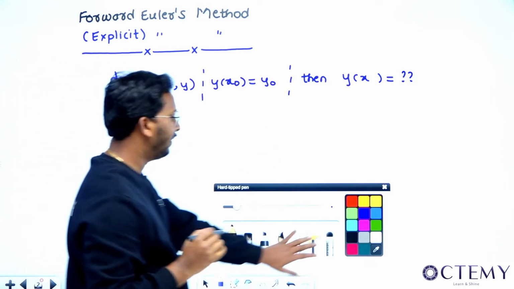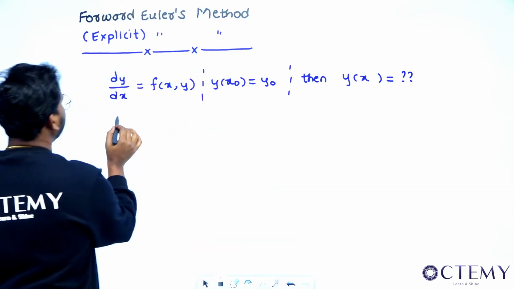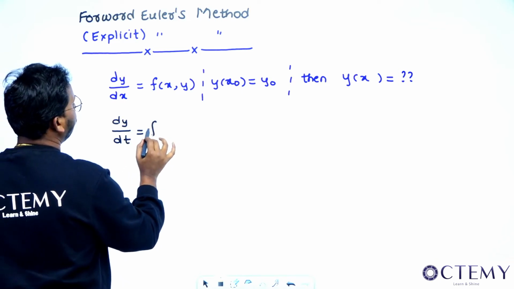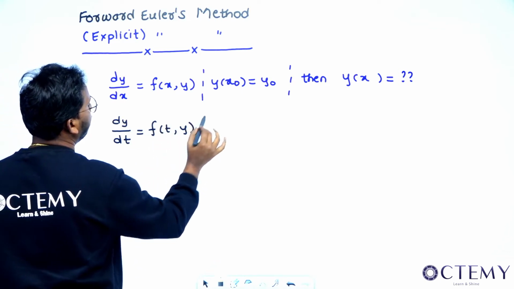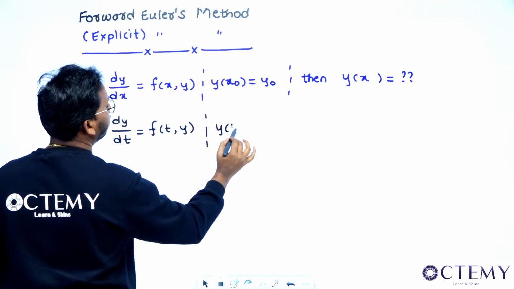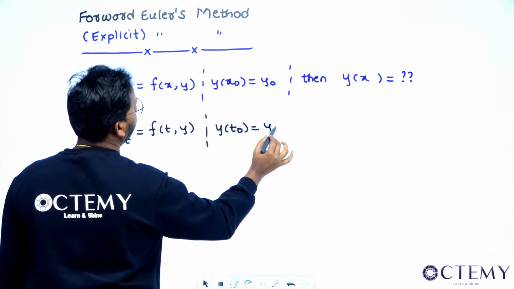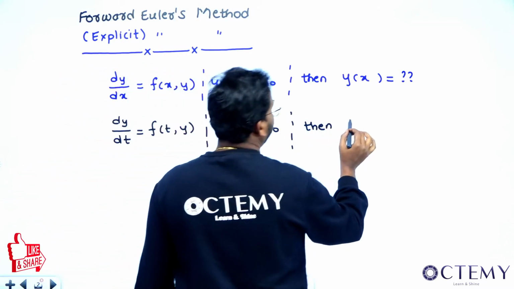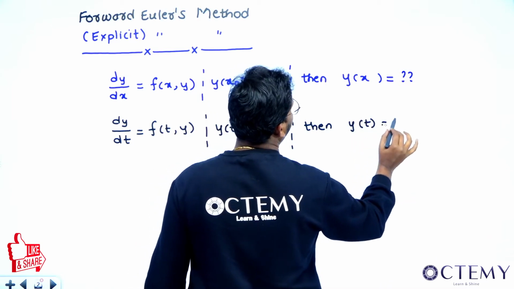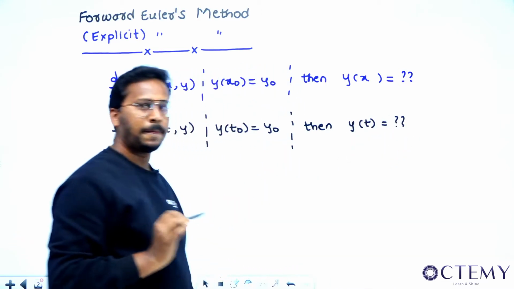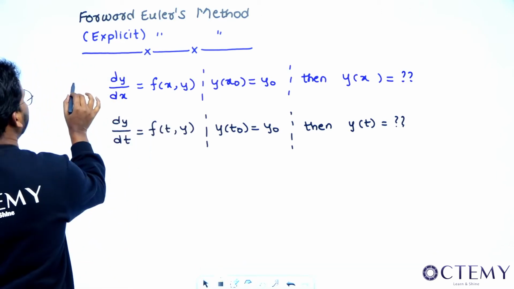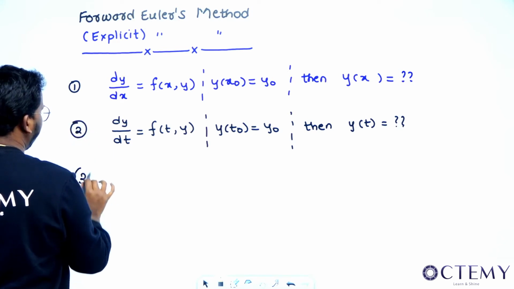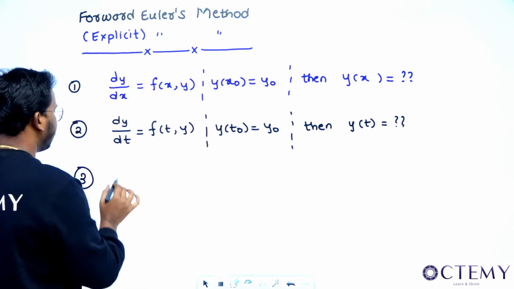Or they will change the variables and they will ask you like this: dy by dt is equal to f of t comma y, and y of, say, t naught is equal to y naught. Then they will ask you y of some other t, what will happen to the y? That is what they'll ask you, right? They will ask you the solution. This is the first kind of problem you could expect. These are both same. The second kind of problem they can ask you is stability, sir.